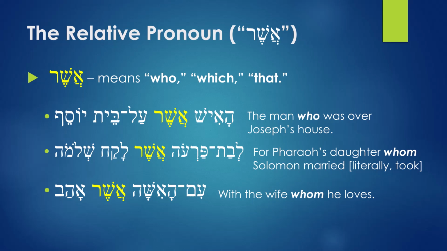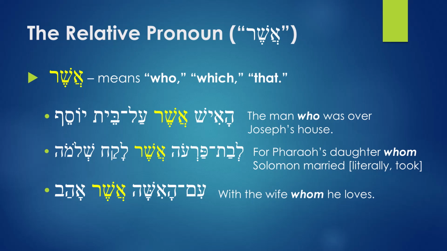So, daughter of Pharaoh, asher, whom Solomon married. Le, in this case, is translated as "for." And this is what Hebrew does: Hebrew translates certain words depending on the context. So context is very important to know. So in this case, you have "for Pharaoh's daughter," or "for the daughter of Pharaoh, whom Solomon married."